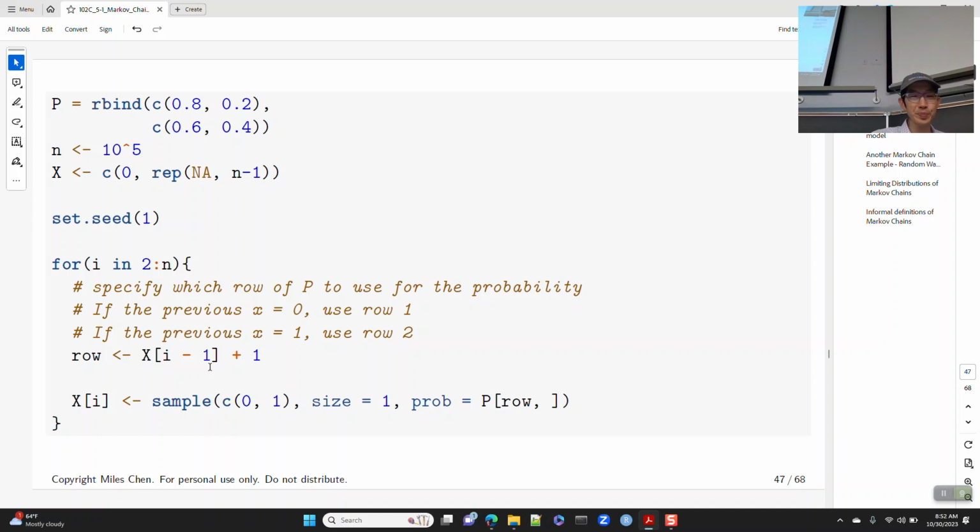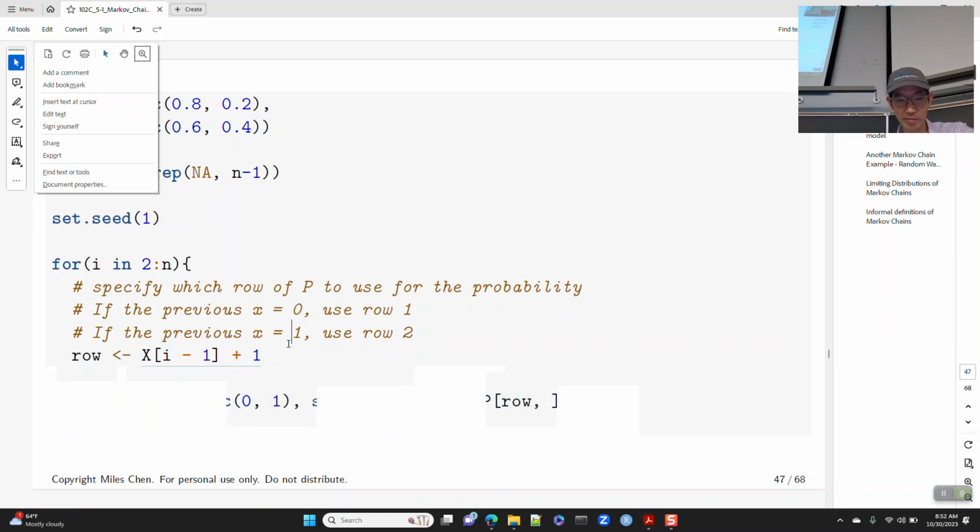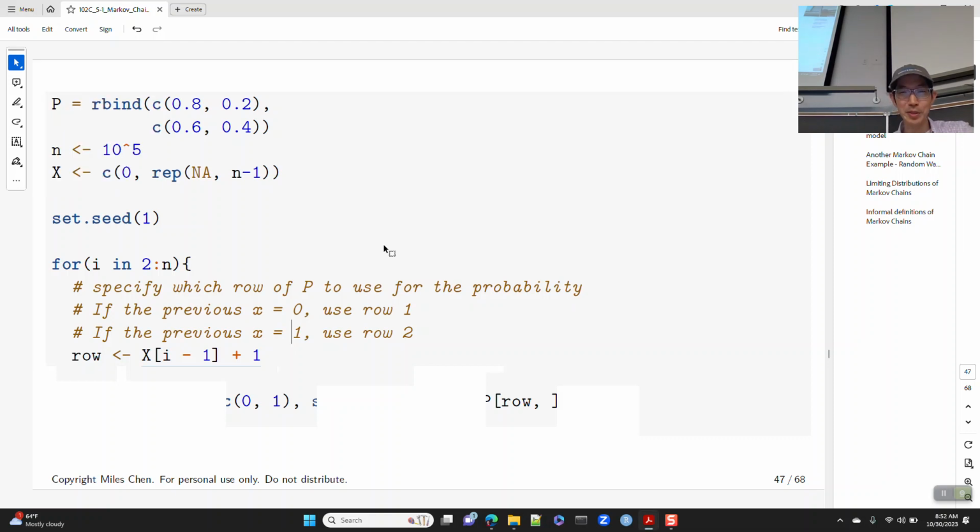And remember the values at time i minus 1 are either a 0 or a 1. And so if we're at 0, we want to pick the first row. And if we have a value 1, we want to pick the second row. Okay, so I say the row that we're going to select is whether a 0 or 1, and we're just going to add 1 to it. Okay, so that's what this line represents. And then I subset to that particular row, and I use that to generate a 0 or 1 using R's... what just happened here?